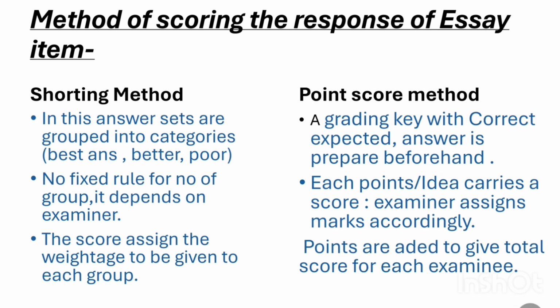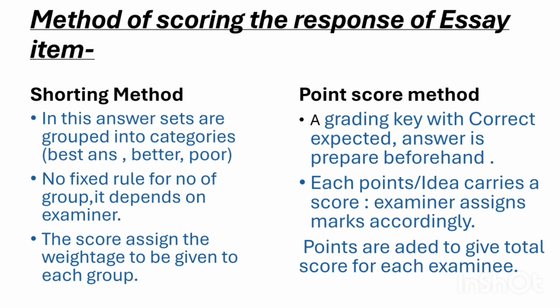Method of scoring the response of essay item. First, sorting method. In this, answer sets are grouped into categories like best answer, better answer, poor answer. No fixed rule for number of groups. It depends on the examiner, and the score assigns the weightage to be given to each group.